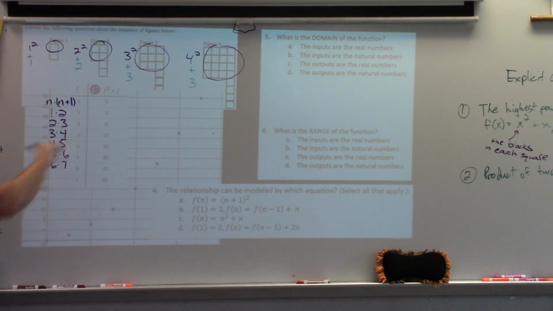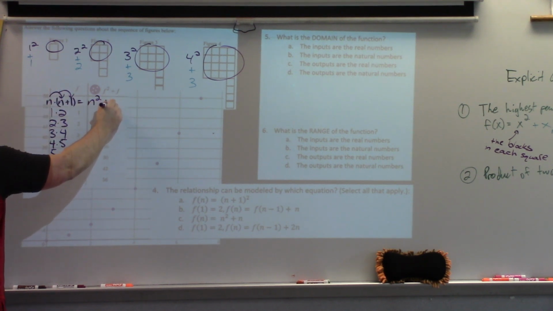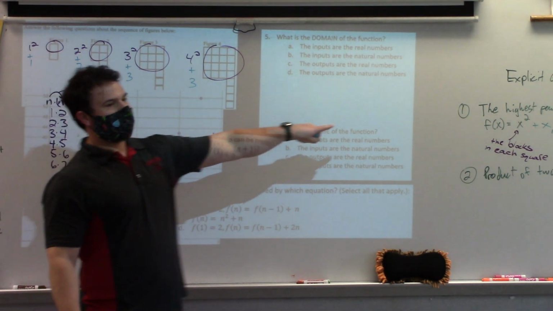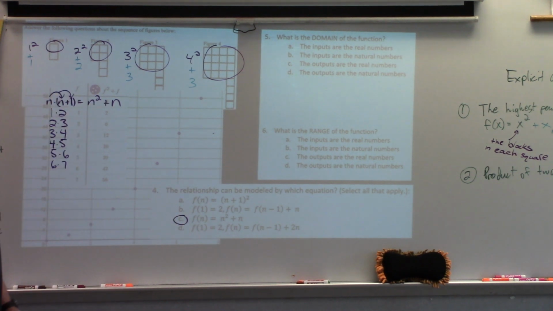It's a product of 2 linear expressions, isn't it? Note what happens when I distribute. What's n times n? n squared. n times 1? Plus n. Hey, does that match what we have over there? Yeah. So 2 very different ways to approach it, but to get the same thing.